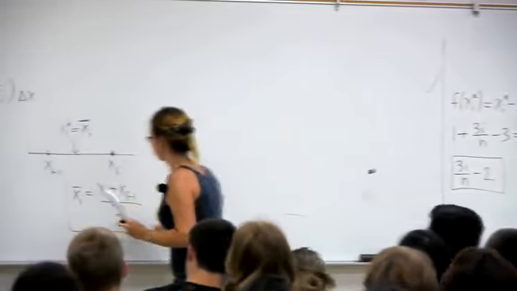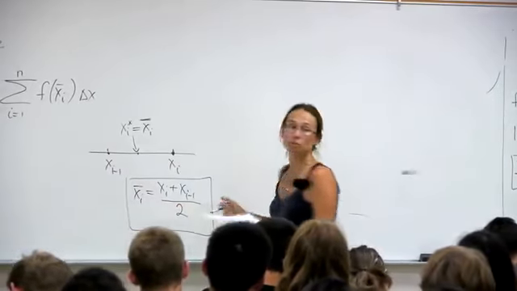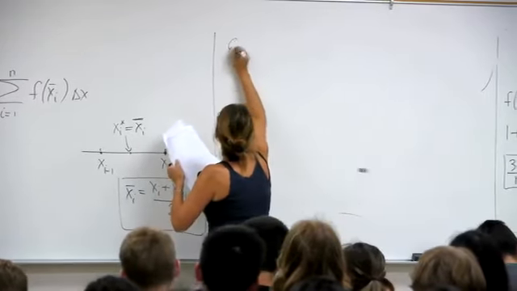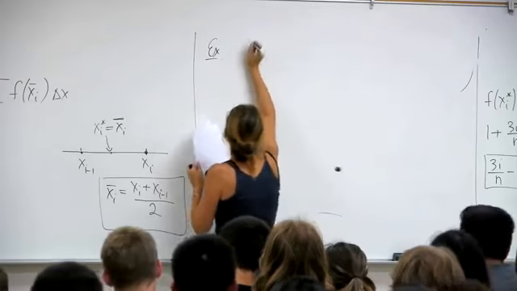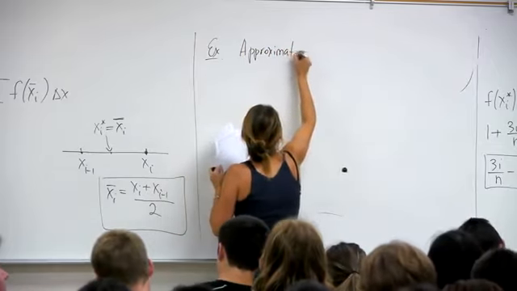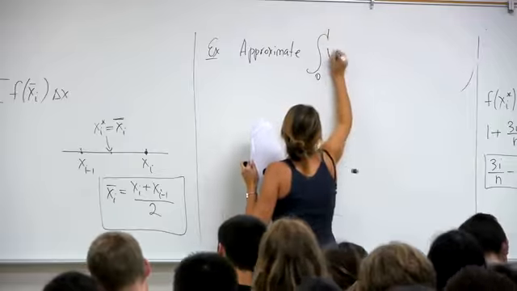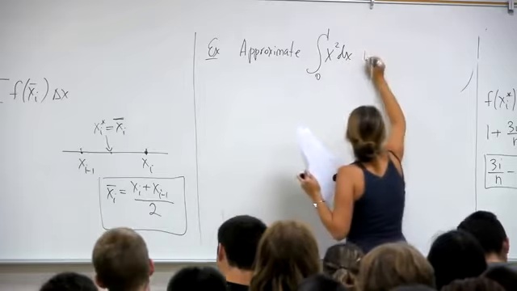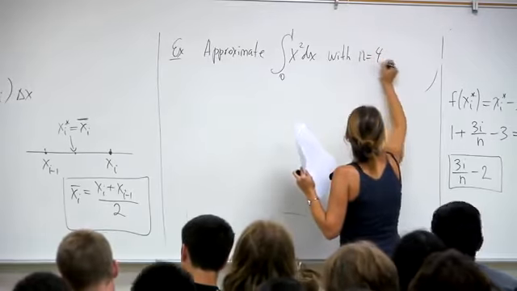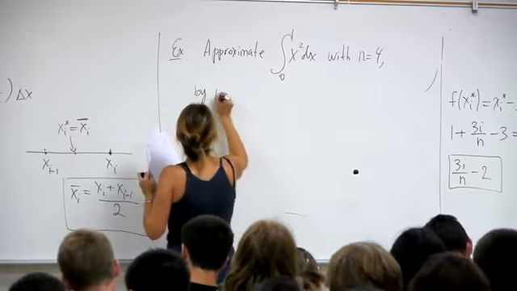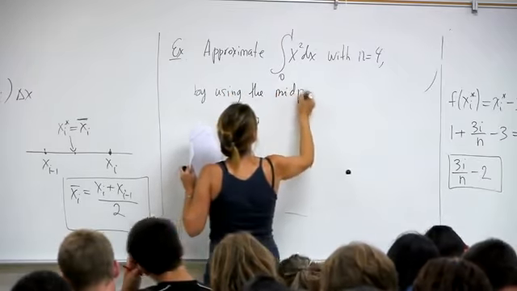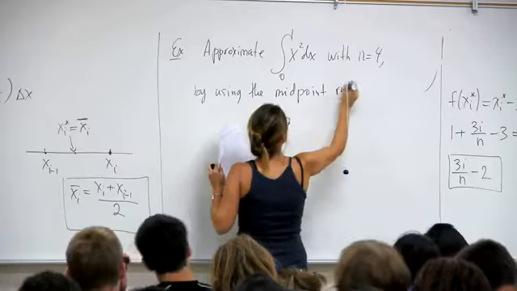So this is the midpoint. And let me give you an example of how we can apply this rule to approximate a particular integral. So approximate the integral from 0 to 1 of x squared dx with n equals 4 by using the midpoint rule.